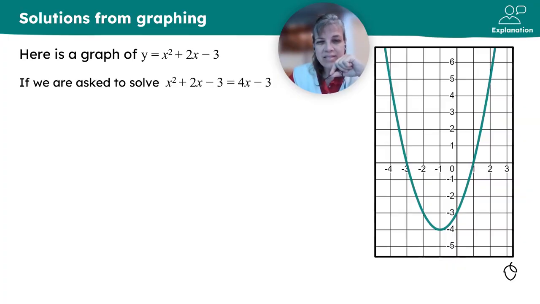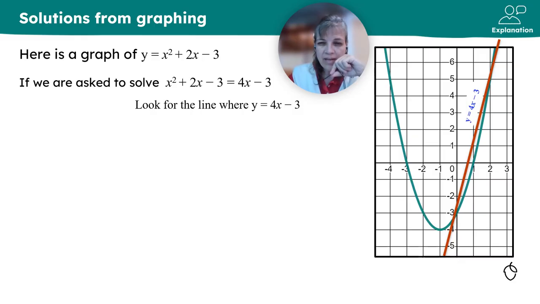If we were asked instead to use this same graph, the same function, and solve it when it was equal to something else, like 4x minus 3, we also talked previously that we can graph that line. I'll find the line where y is equal to 4x minus 3. You could make a table of values, or you could use your knowledge of gradients and y-intercepts to plot it, and you would plot a line that looks something like this.